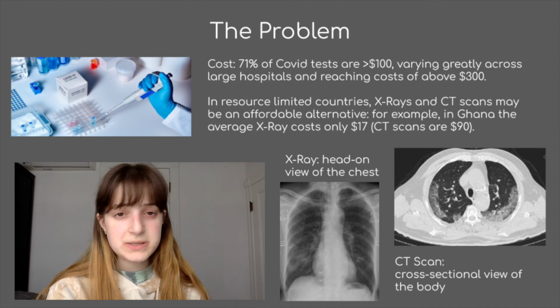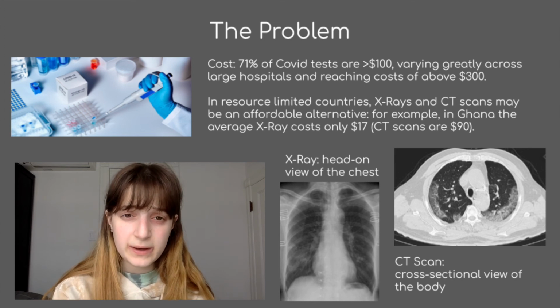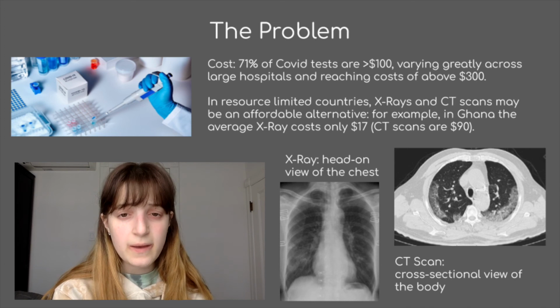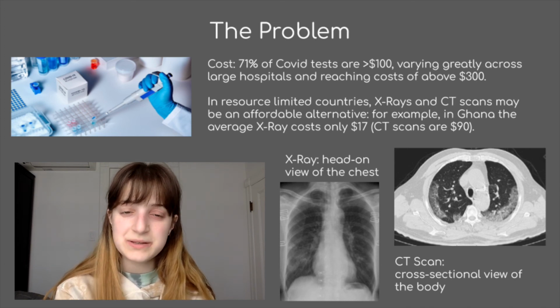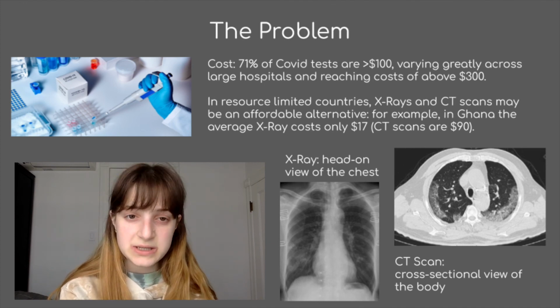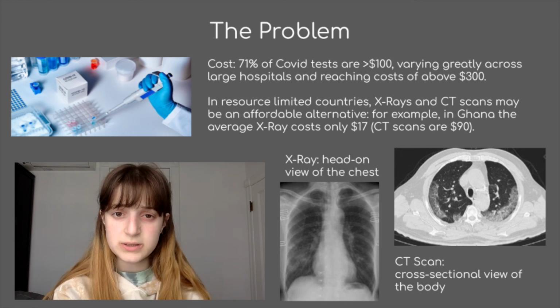Currently, 71% of regular COVID tests, otherwise known as qPCR tests, cost upwards of $100. This can vary greatly across large hospitals, in some cases reaching heights of above $300. In resource-limited areas, X-rays and CT scans can be a more affordable alternative to an expensive test. For example, in Ghana, the average chest X-ray costs only $17, while the average CT scan is about $90.